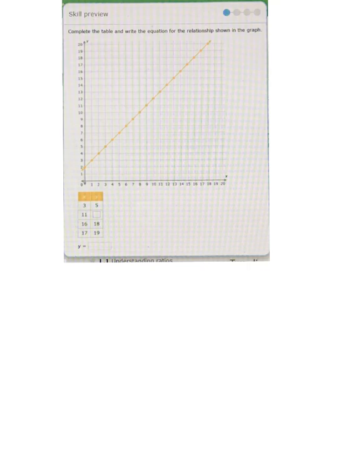Okay, in this last video, we're still using the same concept, using the tables, using the graphs, using the equations, but they're getting us to do more of the work. So it says complete the table and then write the equation for the relationship shown in the graph. So the first thing it suggests is we complete the table. There's a couple ways we can do this.